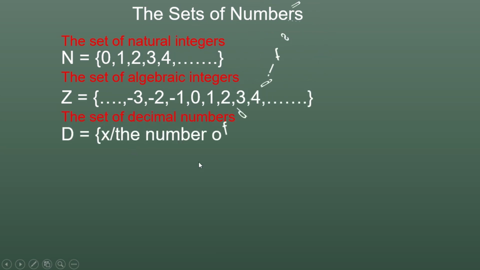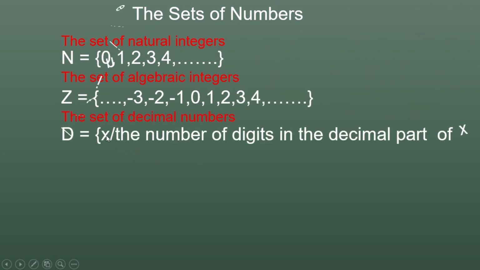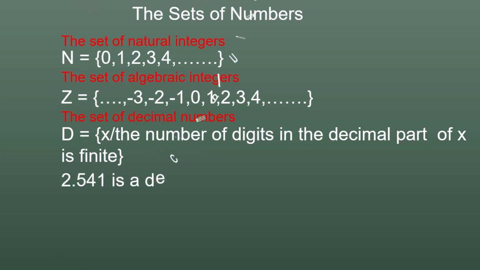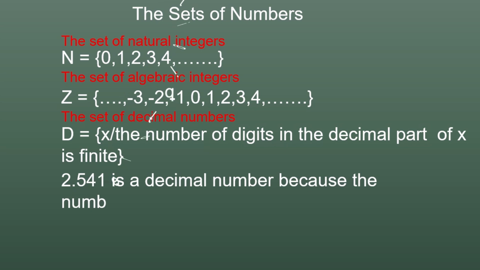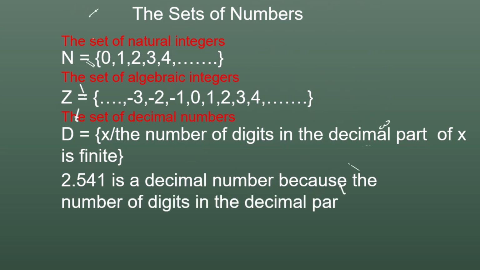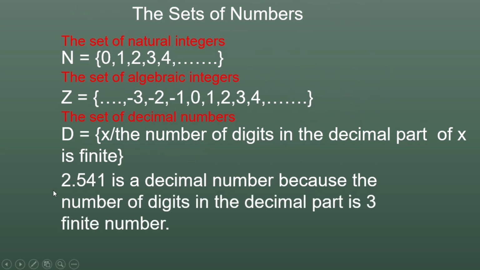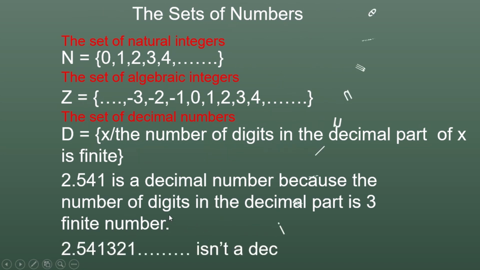The set of decimal numbers, D, is the set of numbers where the number of digits in the decimal part is finite. For example, 2.541 is a decimal number because the number of digits in the decimal part is 3. 2.541, etc. is not a decimal number.